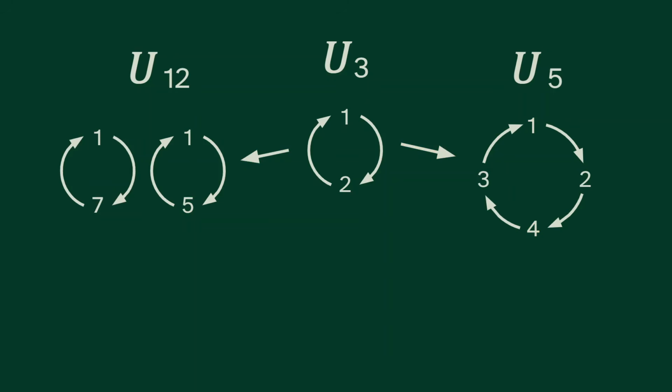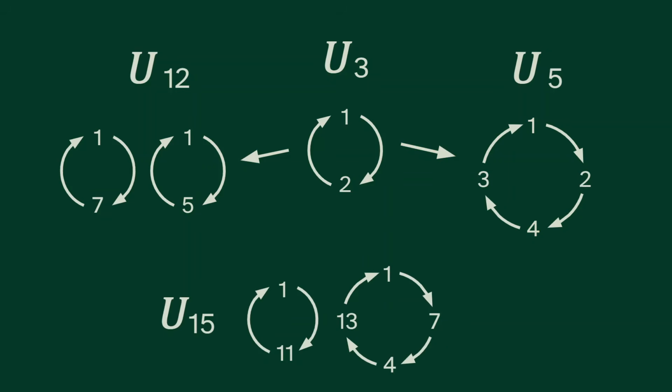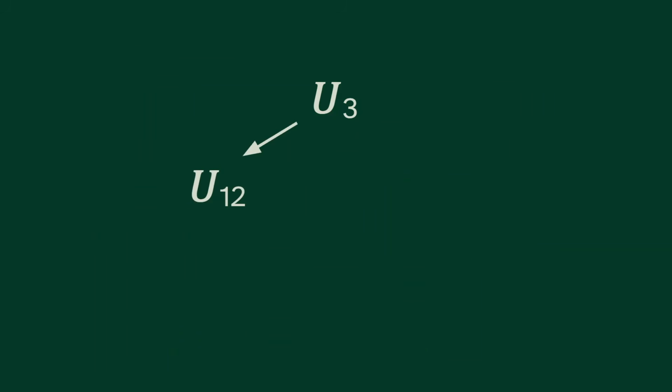And thinking of these in cycles makes it a little easier to see the relationships. Let's now look at U15, which is a 2 cycle and a 4 cycle. U5 is a subgroup of U15 because we can ignore that 2 cycle and just use the 4 cycle for the same structure. And U12 is also a subgroup of U15. We just need to ignore the 7 and the 13, and we get 2 separate 2 cycles. And we can do a lot more, but the screen's starting to fill up. So to summarize, U3 is a subgroup of U12 and U5, which are both subgroups of U15. And we can keep adding to this.